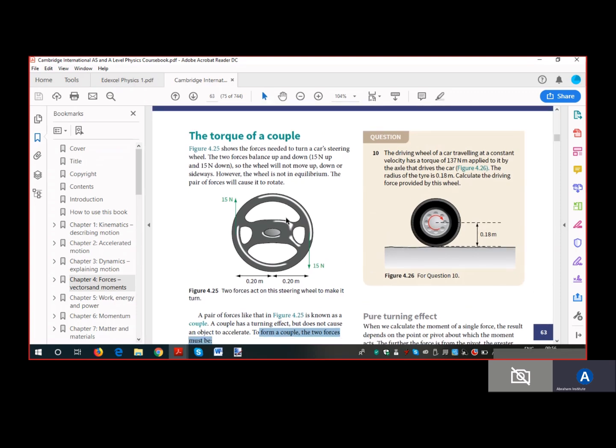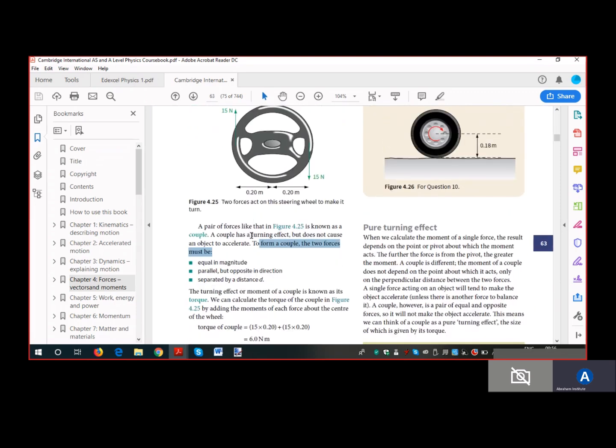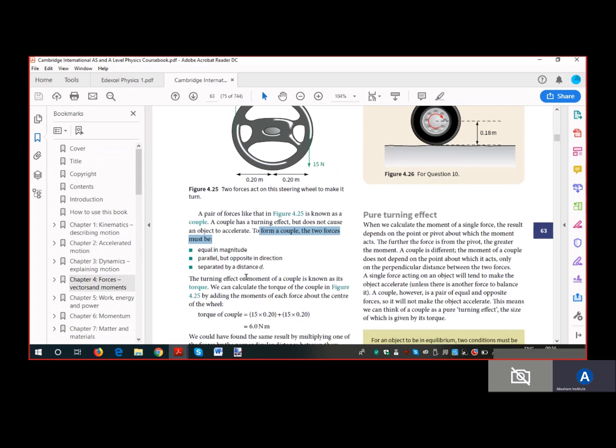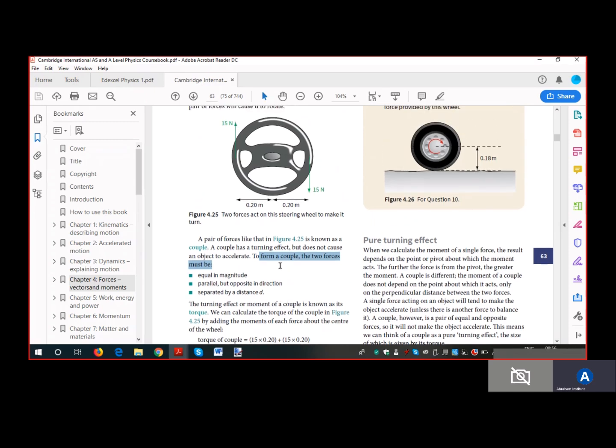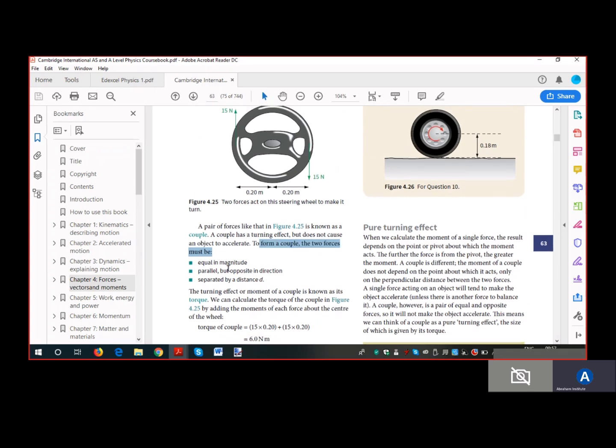Okay, so torque of a couple. Now you learned what a couple is. So to form a couple, we need to meet these criteria. Then the turning effect or moment of a couple is known as its torque. Okay, so there we have a couple of forces.